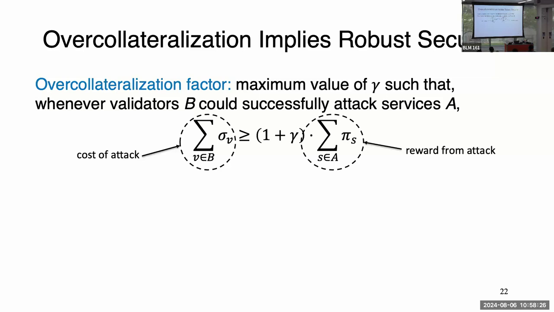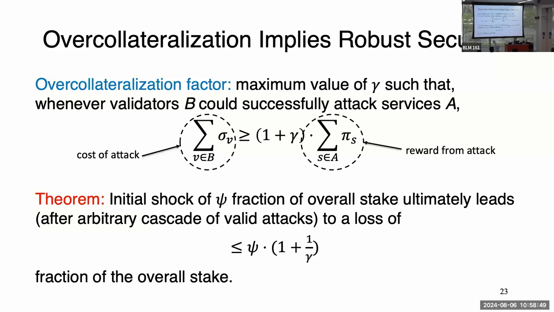And gamma, the overcollateralization factor, is the largest value of gamma for which this scaled up buffer condition holds. So it's not just that you're secure in an overkill way. Even if the rewards were 1 plus gamma factor larger than they actually are, you would still be secure. So that's the key condition, gamma overcollateralized.